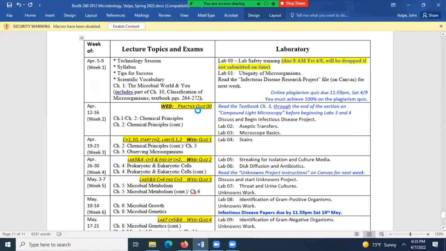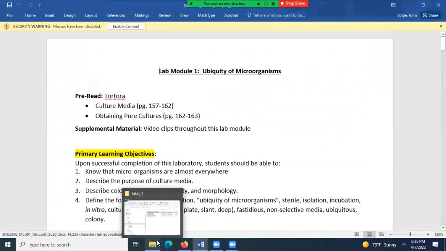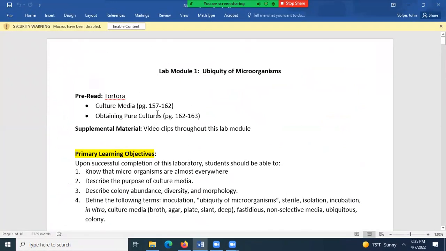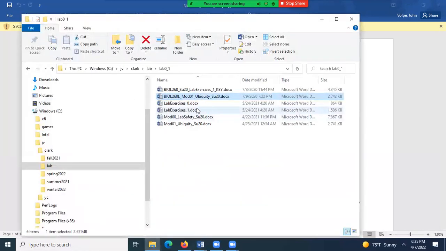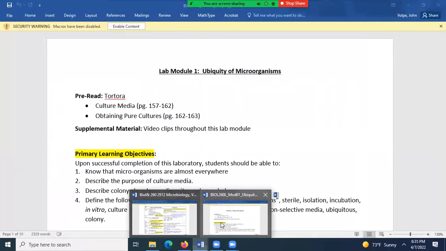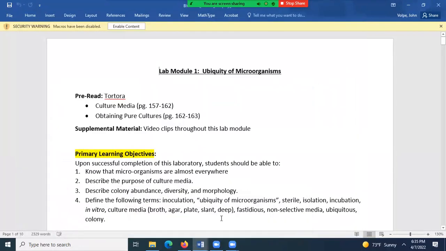Ubiquity of microorganisms. And you should do some reading before you do this lab, page 157 to page 162, and then page 162 to 163. There are some video clips throughout this lab module. Let me go ahead and get the exercises out while I'm there, and then come back to here.